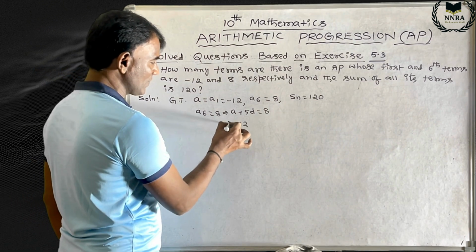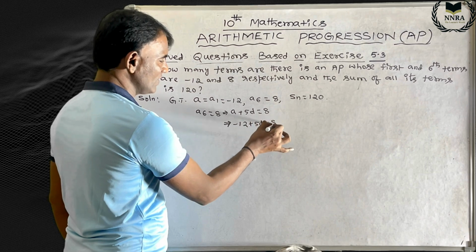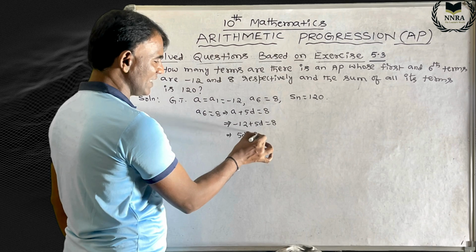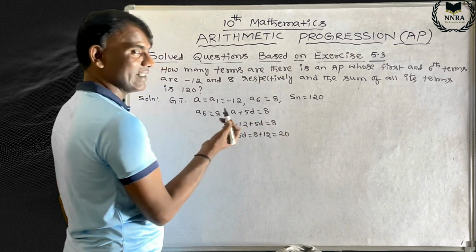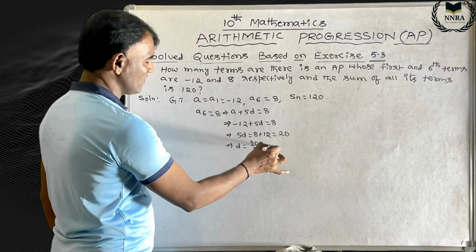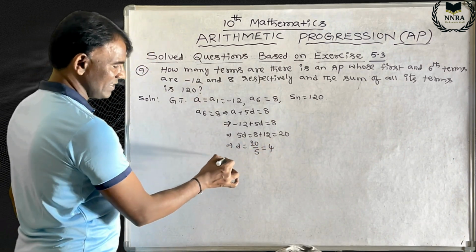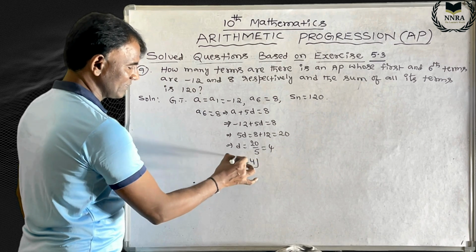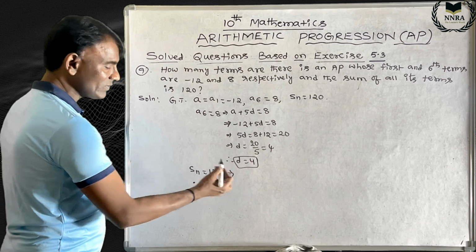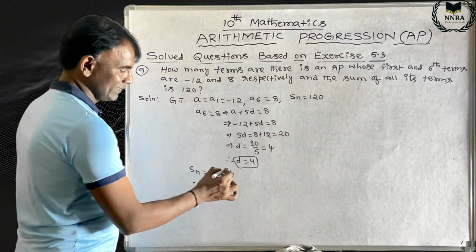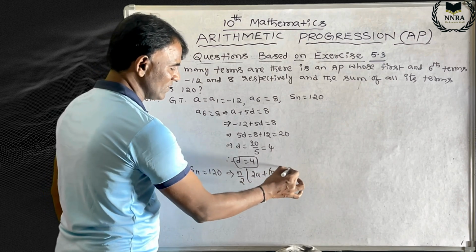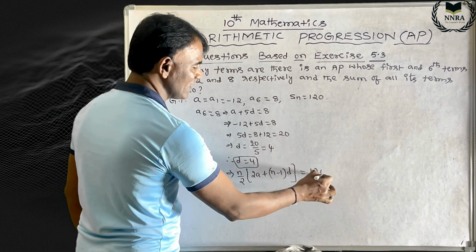So minus 12 plus 5d equal to 8. If you write minus 12 that side, we get plus 12. So 5d equal to 8 plus 12 equal to how much? 20. So what is the value of d? 20 divided by 5, that equal to 4. Right? So therefore d equal to 4. Now take that Sn equal to 120. So what is the formula of Sn? n by 2, 2a plus n minus 1 into d, and it is equal to 120, right?